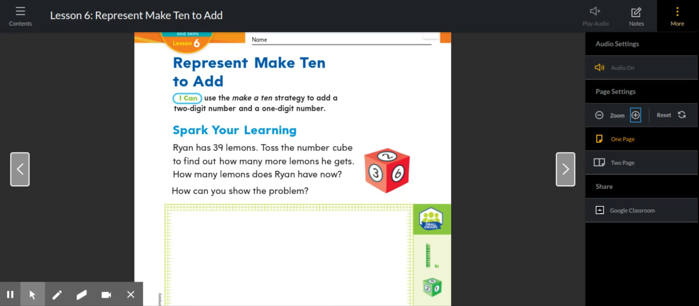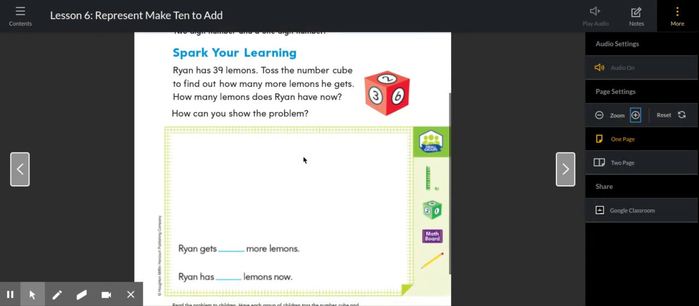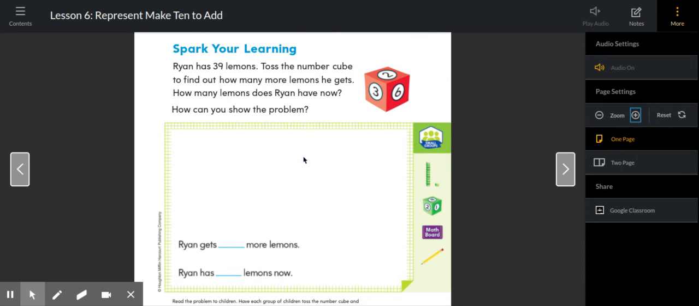Hello, first graders. So today our lesson is Module 12, Lesson 6, Represent, Make 10 to Add. Here's our I can statement: I can use the Make 10 strategy to add a two-digit number to a one-digit number. So here's our problem for today for Spark Your Learning.